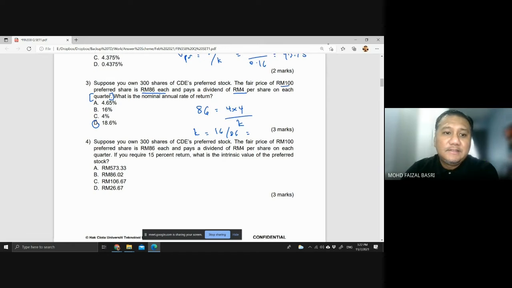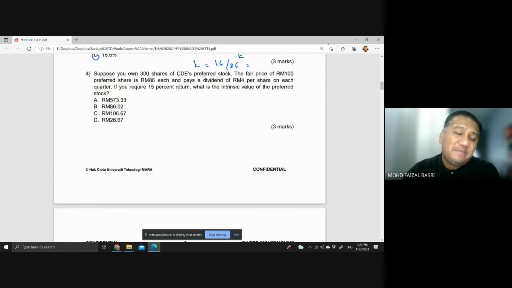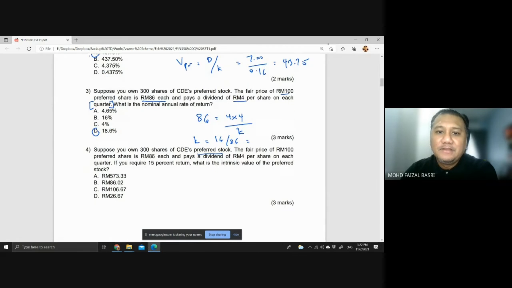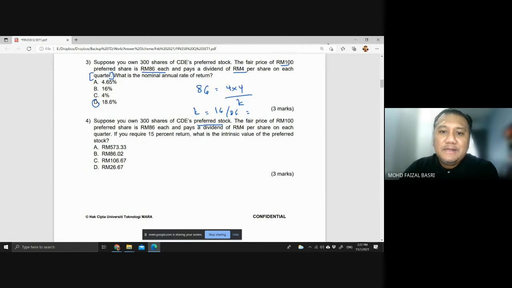Okay, next. Question 4. Again, soalan preferred stock lagi. Suppose you own 300 shares, fair price again RM100. Sama je soalan tadi, dia sambung agaknya ayat ni. But now dia cari VPS. What would be the intrinsic value of the preferred stocks with the required rate of return is 15%? Okay, the rest information sama macam yang atas tadi.